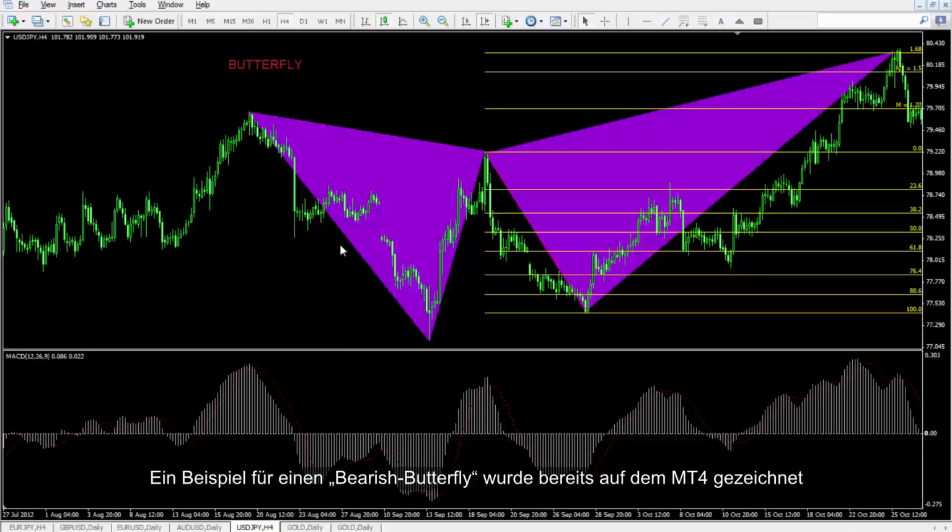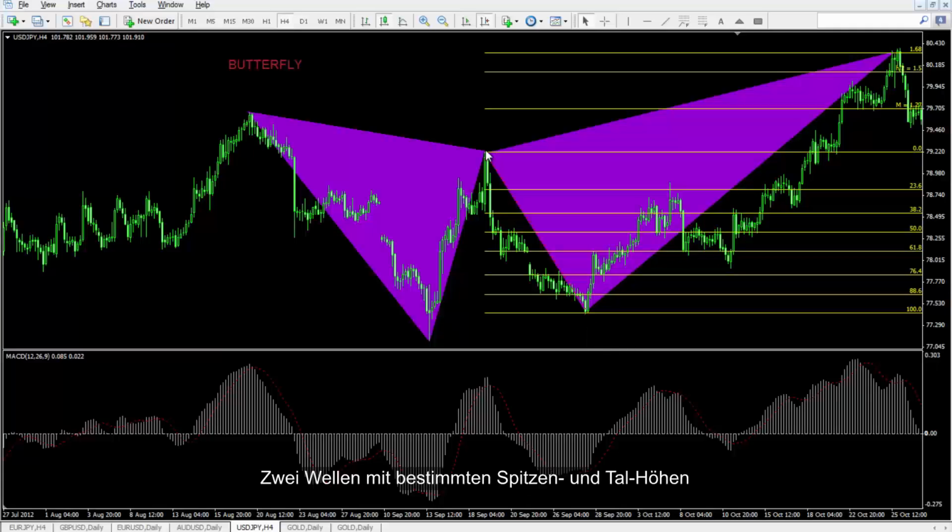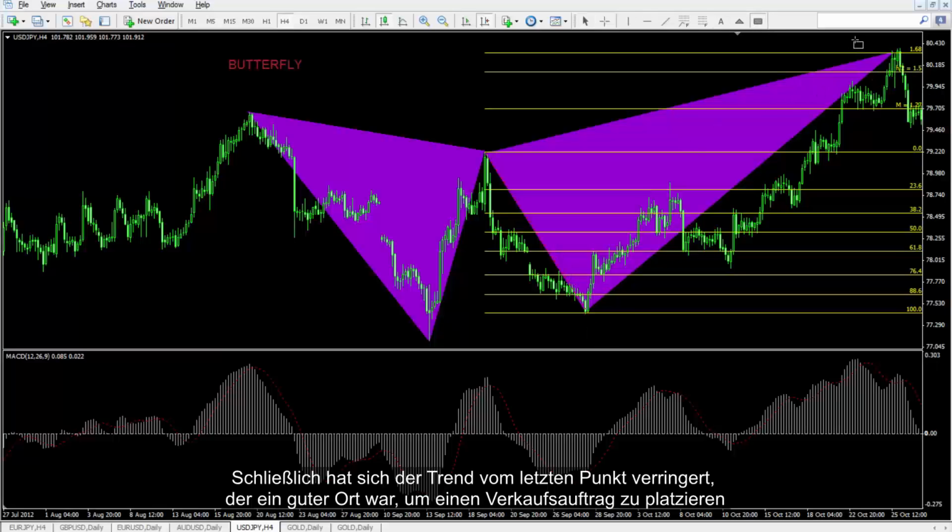An example of a bearish butterfly on MetaTrader 4 was already drawn. The relations between points and lines are specified, with 2 waves with certain peak and valley heights. Finally, the trend has decreased from the last point, which is a good spot to place a sell order.